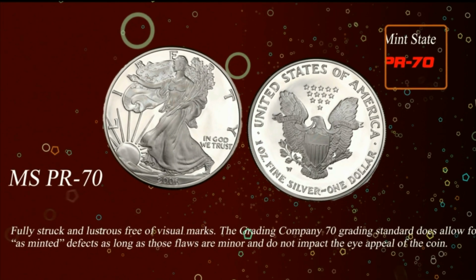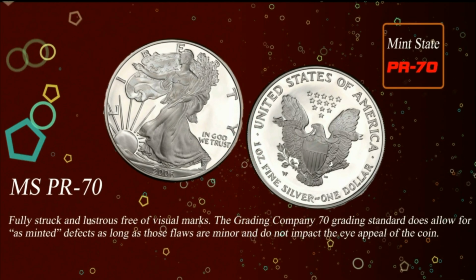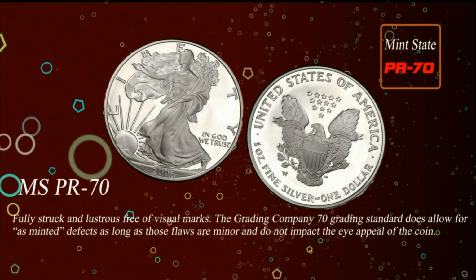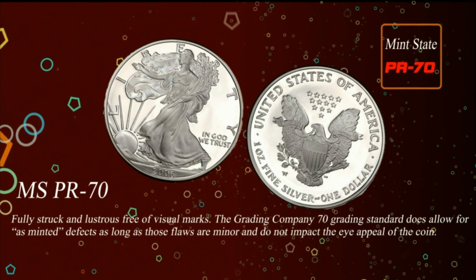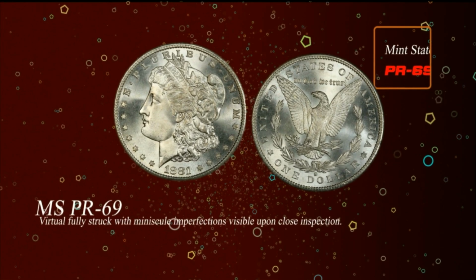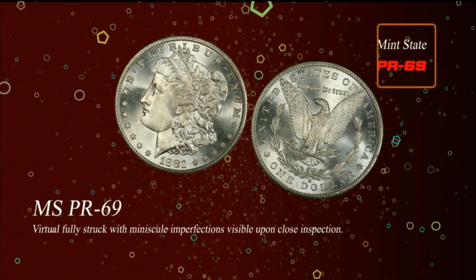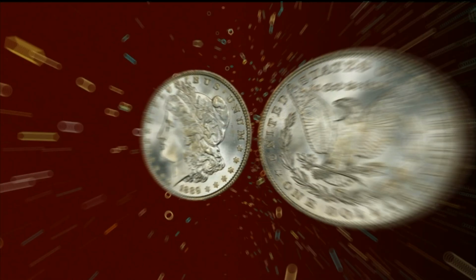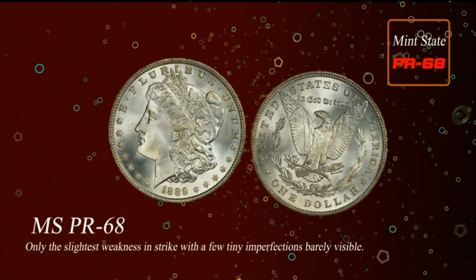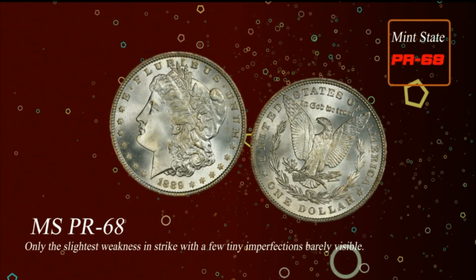Mint state PR70. Fully struck and lustrous, free of visual marks. The grading company 70 grading standard does allow for as minted defects as long as those flaws are minor and do not impact the eye appeal of the coin. Mint state PR69. Virtually fully struck with minuscule imperfections visible upon close inspection. Mint state PR68. Only the slightest weakness in strike with a few tiny imperfections barely visible.